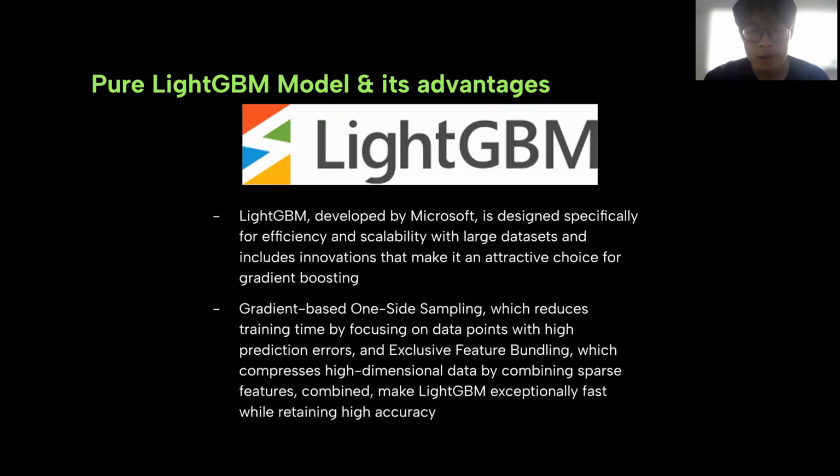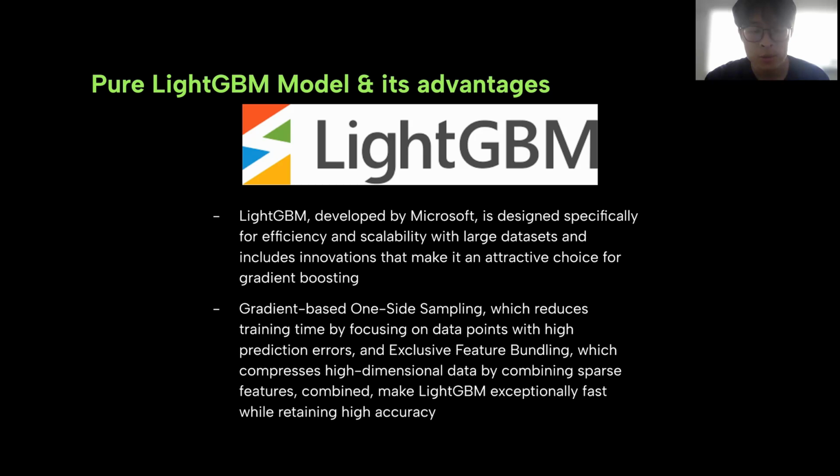Following the limitations of the stacking approach, we focused on a single model approach using LightGBM. Developed by Microsoft, LightGBM is built for speed and scalability with large datasets. Its innovations such as gradient-based one-side sampling and exclusive feature bundling significantly improve efficiency without sacrificing accuracy. GOSS reduces training time by focusing on data points with high prediction errors, while EFB compresses sparse, high-dimensional features into meaningful bundles. These innovations make LightGBM not only faster but also highly accurate, even when working with complex datasets.